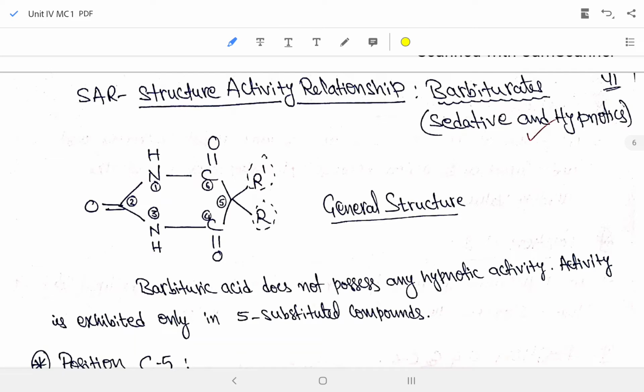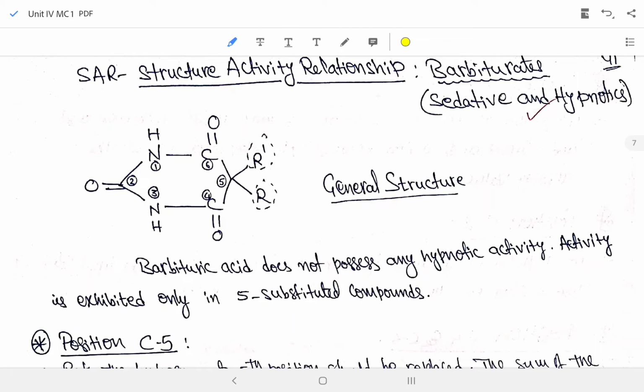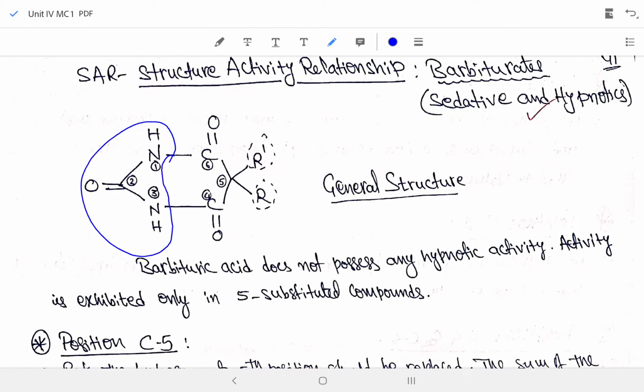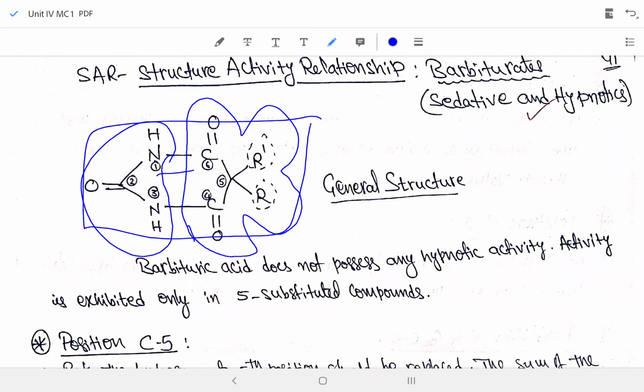As I told earlier, the simple general structure of barbituric acid is this, right? This is the urea part and malonic ester. We have synthesized it with the help of malonic ester. By combining both of them, we will get barbituric acid, and there are two alkyl side chains attached at the fifth position. Okay, this is the general structure of barbituric acid.